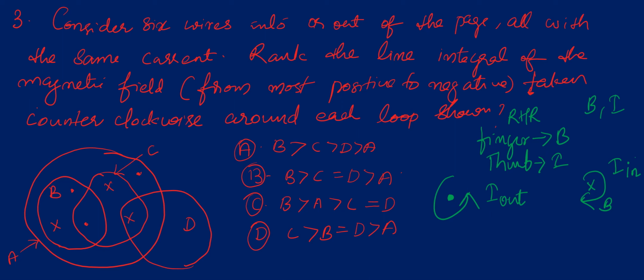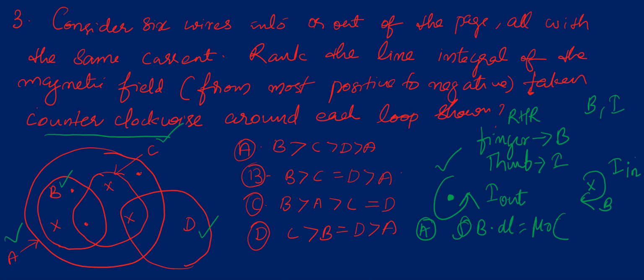So here it is said that the magnetic field is counterclockwise. So first we should consider this one. Here 4 loops are given: A, B, C, D. Let us consider the first one, A. We can apply Ampere's circuital law for all the loops. That is, closed integral B dot dl equal to mu 0 into I.